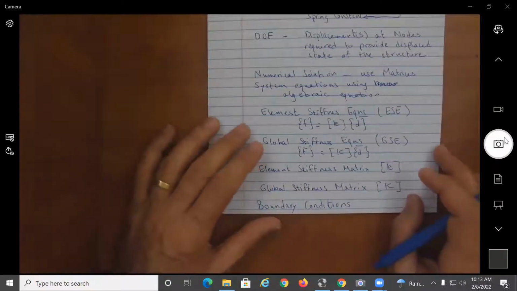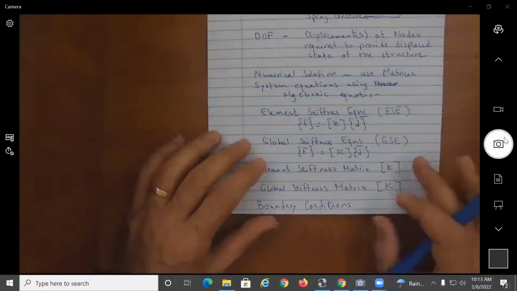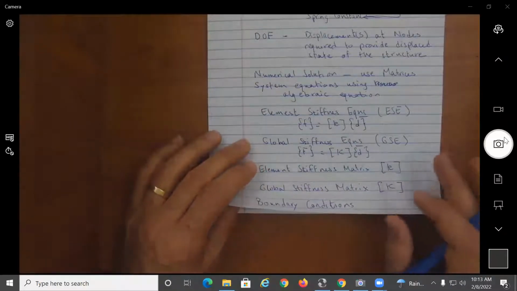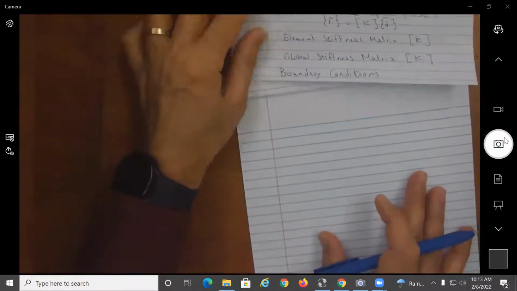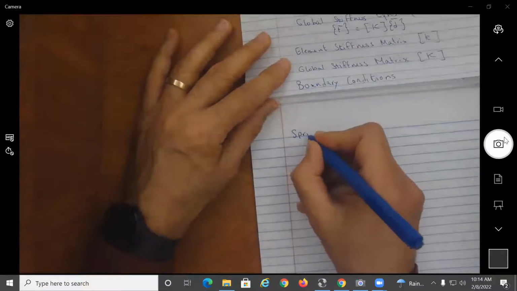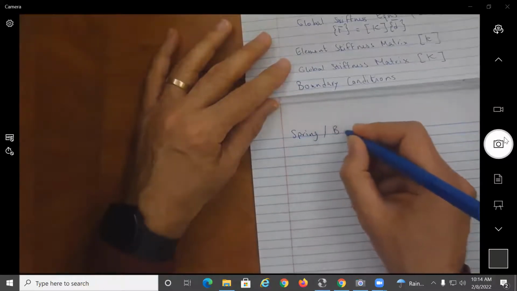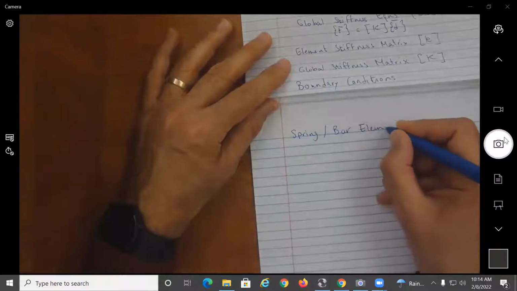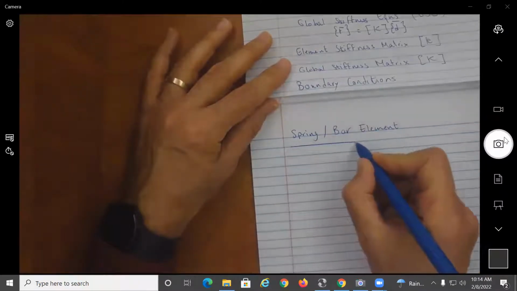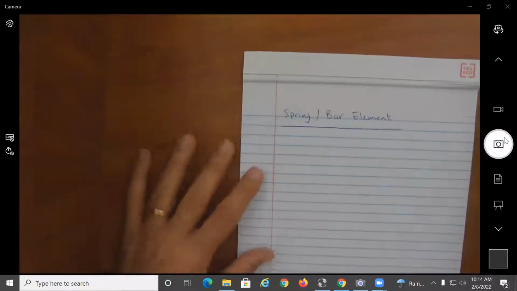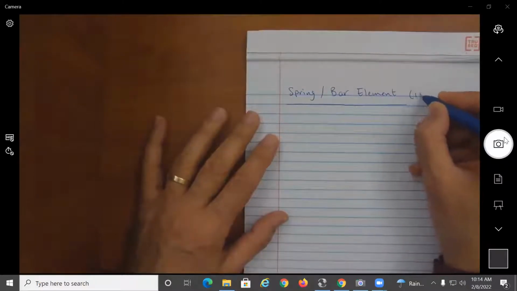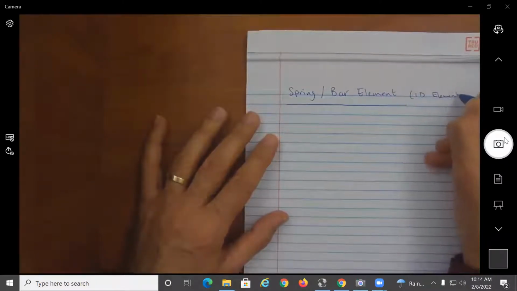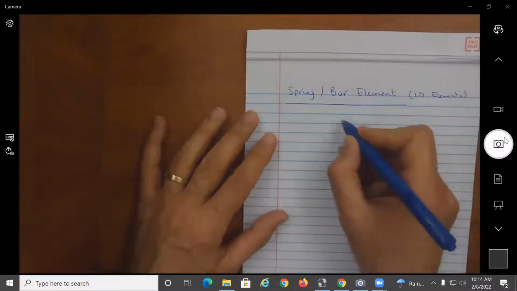Today, I would like to dig a little bit deeper using a very simple element, the simplest possible element, a one-dimensional spring element. So today I'm going to move into spring and bar elements. And these are 1D elements. So they extend along the x-axis.